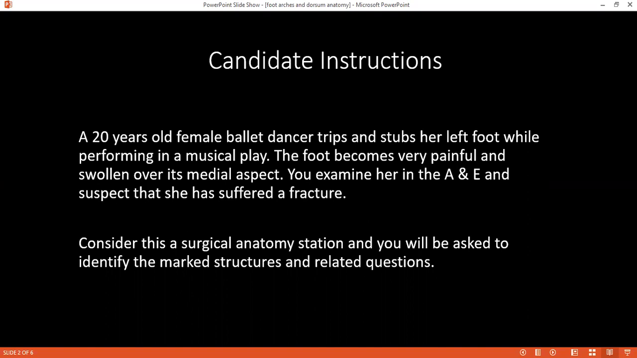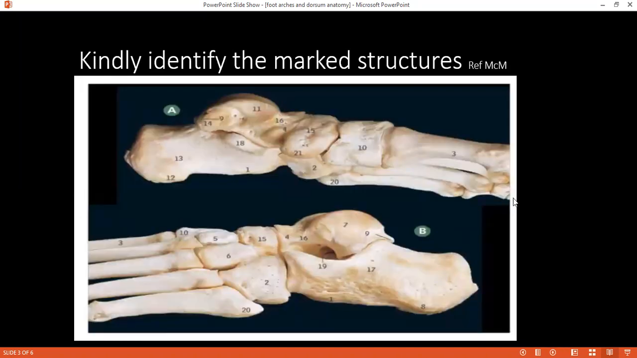Right, so if you have read and understood, considering this surgical anatomy patient, kindly tell me, what are you looking at? What is A and what is B, please? We're looking at the bones of the foot, ma'am. A is the medial aspect and B is the lateral view of the foot. Can you please help me identify number 13 in picture A? Number 13 is calcaneum.